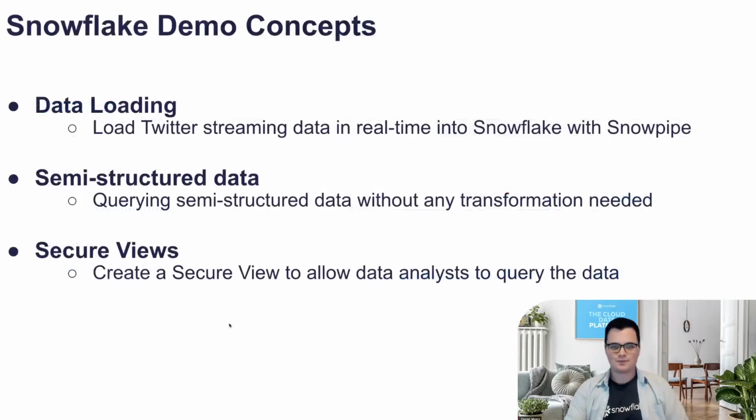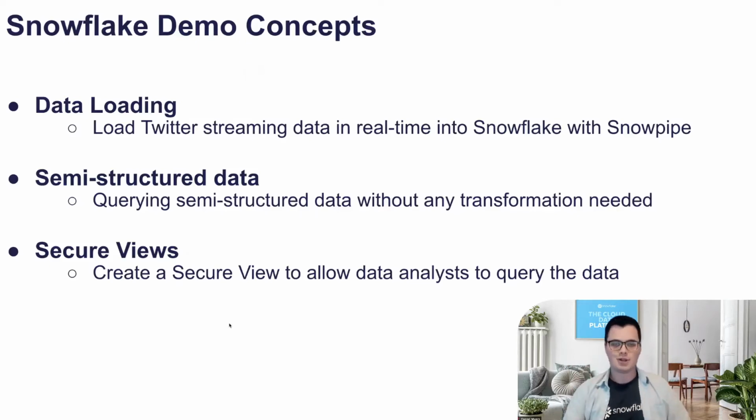Really awesome. So the key aspects that this demo will show you today is data loading, specifically, like I said, Snowpipe. We're going to be using Snowpipe to load Twitter data. We're going to be showing semi-structured data, so all of this data that's coming in from Twitter is all in JSON. We're going to be loading this JSON data raw directly into Snowflake, and then we'll be using secure views to allow data analysts to query that data.